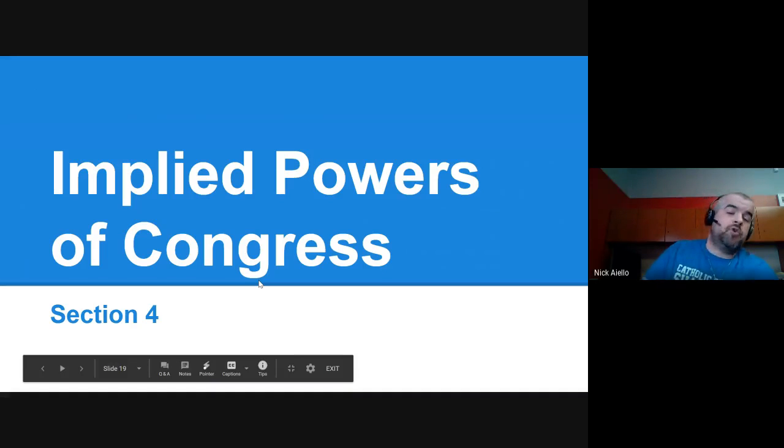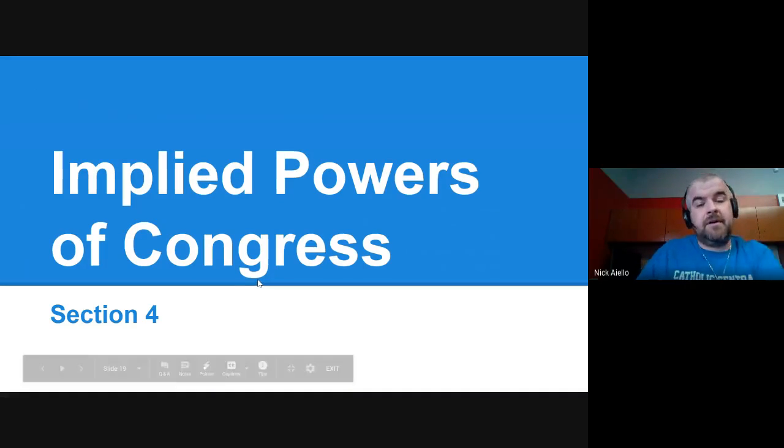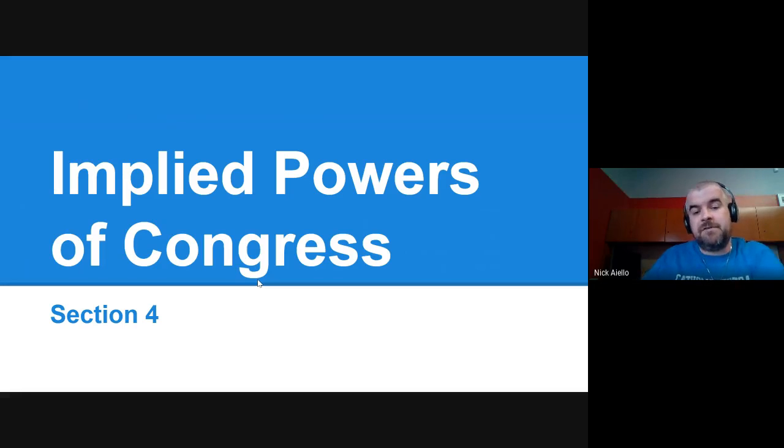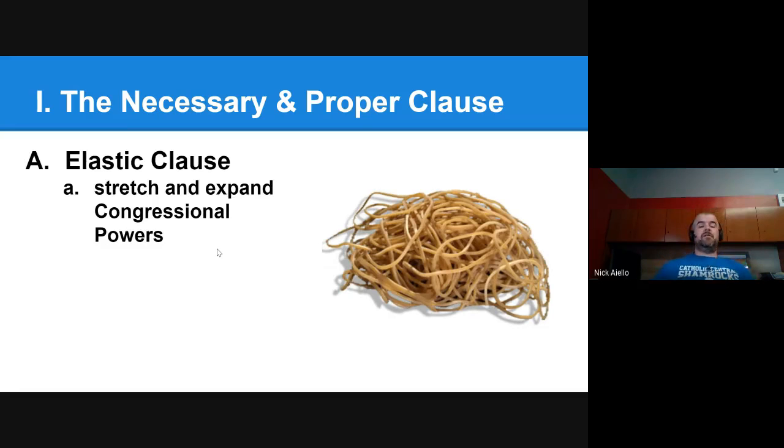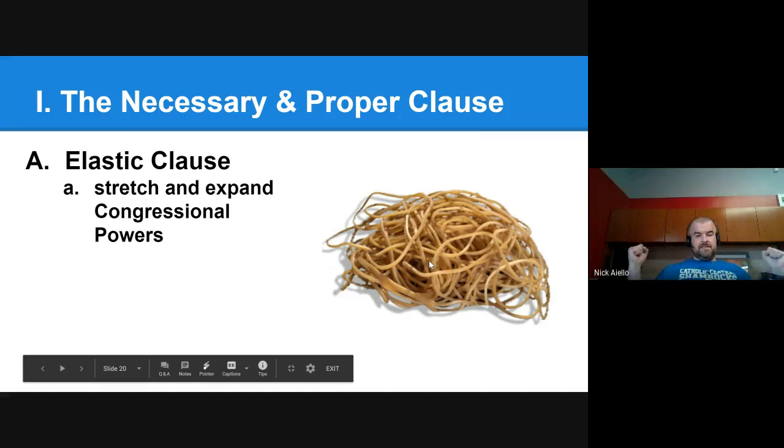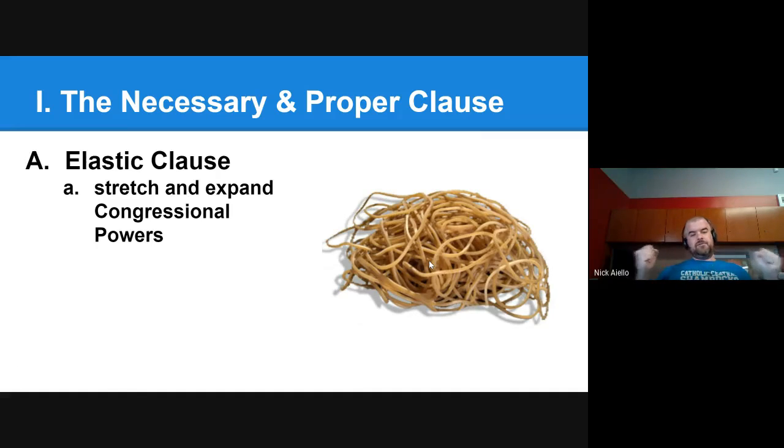So now we're going to quickly go through the implied powers. So we're going to look at basically the same stuff we just looked at with the express powers, except now we look at them implied. So implied powers, remember, comes from the necessary and proper clause. And like the image here, it's the elastic clause. It's the ability for Congress to stretch those express powers that we just talked about.